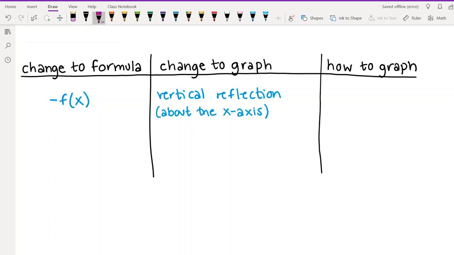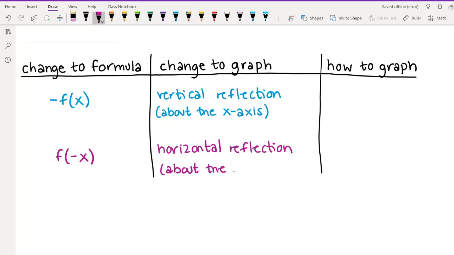And then on the other hand, if you have the negative sign on the inside, if instead of negating, so sometimes we'll use the word negate, that just means to multiply by -1, to basically flip the sign of something. So if instead of negating the function as a whole, we're negating just x, the input, that is instead going to be a horizontal reflection. And another way of describing a horizontal reflection is saying that it reflected about the y-axis.